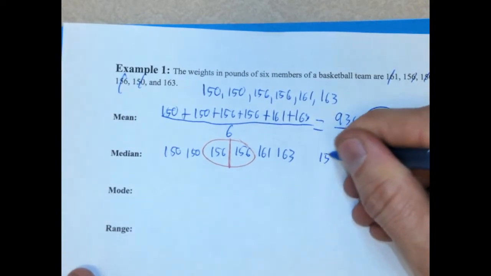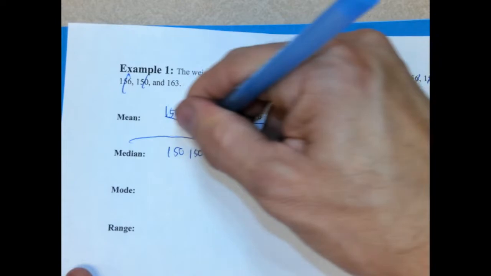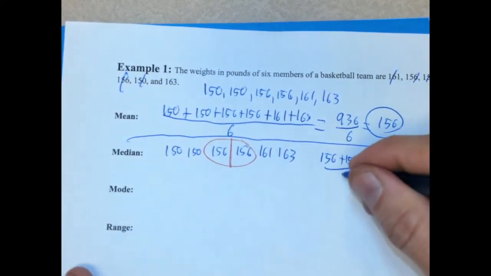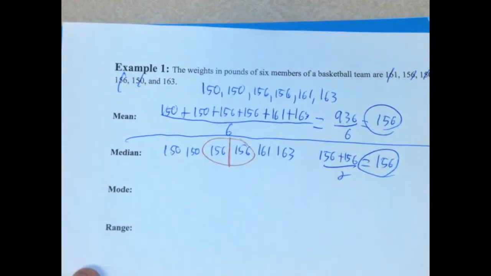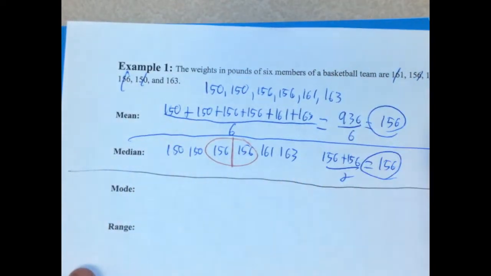But if I want to write that out, it looks like this. 156 plus 156 divided by 2 equals 156. So that's our median as well.